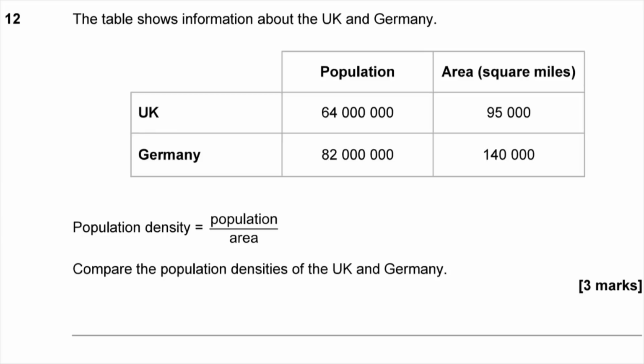Question 12. The table shows information about the UK and Germany. I've been given the population and area of both countries. Germany's got more people, but it's also got a bigger area. Population density is given as population divided by area. We're asked to compare the population densities of the UK and Germany.